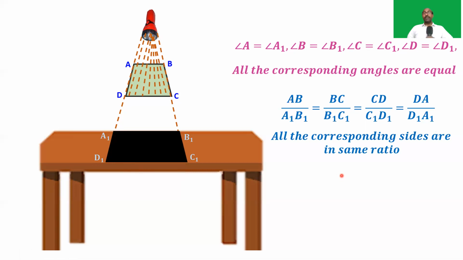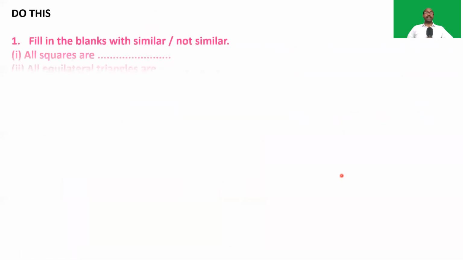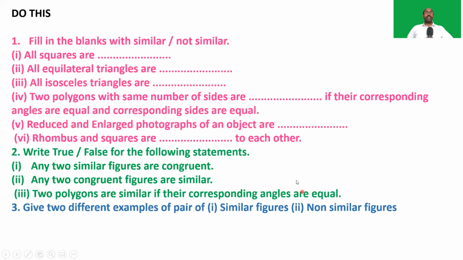So students, we can say that in similar figures or similar polygons, all the corresponding angles are equal as well as all the corresponding sides are in the same ratio. Now, let us do an exercise which is given under the title "Do this" in the textbook. The first one is: fill in the blanks with similar or not similar. We have to fill the blanks with whichever is suitable.